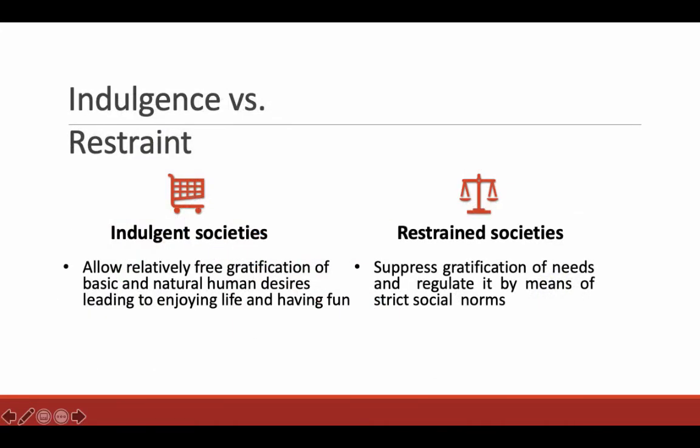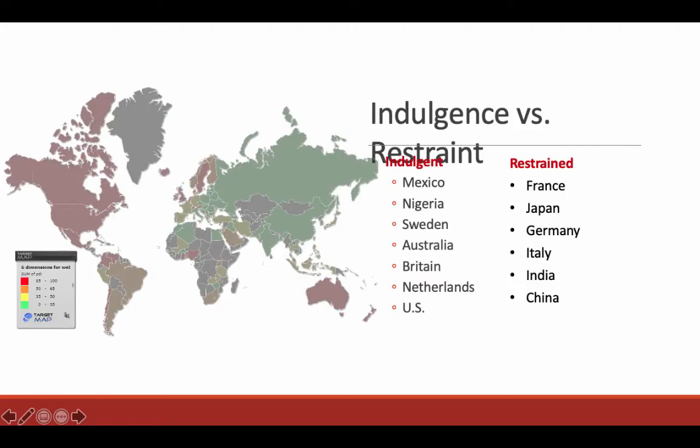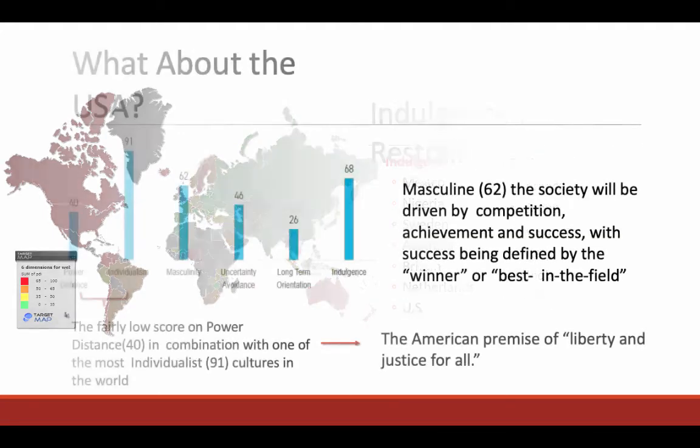Indulgence and restraint, when you're really looking at gratification: an indulgent society, and restraint, where they'll suppress or delay gratification with much stricter social norms. And the idea is more about having fun. So guess where we lie? Obviously, we're definitely more indulgent, and you can see Mexico, Nigeria, Sweden, Australia. These are more indulgent. These are the countries that are more restrained: France, Japan, Germany, Italy, India, and China.